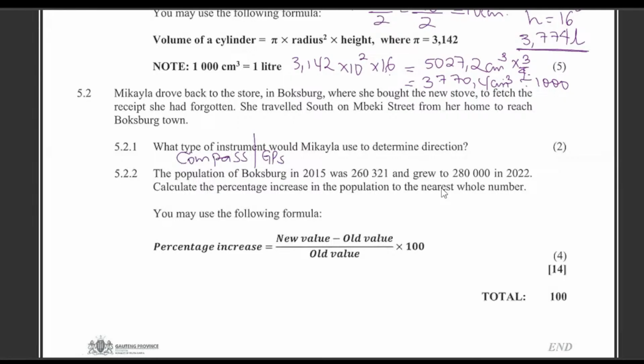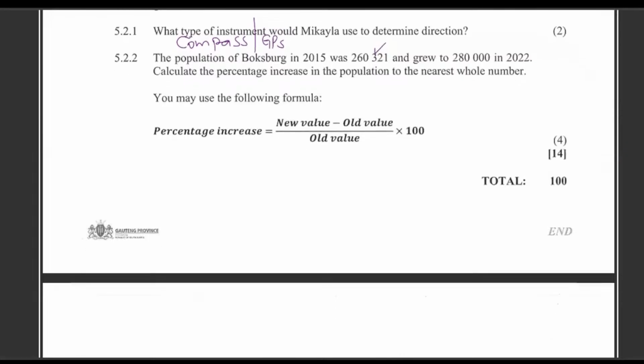The population of Boxburg in 2015 was 260,321, and it grew to 280,000 in 2022. Calculate the percentage increase in population. Please, when you check the formula here, substitute in correctly. Ask yourself, of the values given to you, which one is new and which one is old? Because the formula needs old and new. Definitely the one in 2022 is new, and the one in 2015 is old. Please substitute the way you see it.